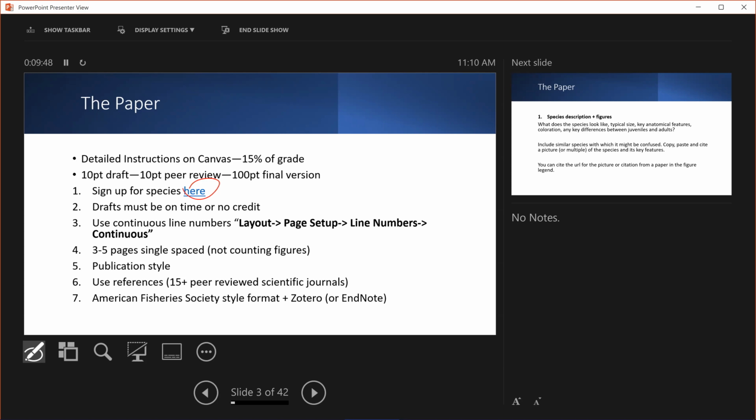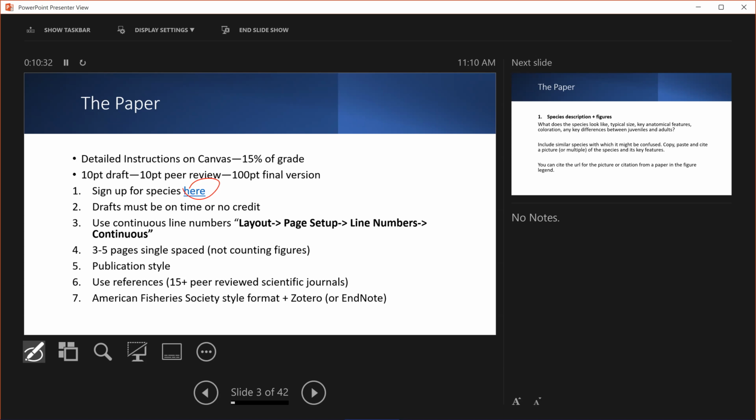The instructions are right here. The reason for line numbers, and you want them to be continuous, is that your peer reviewers are going to need to reference parts. They're going to write a document in response to your paper, and they need to reference parts of it. If they have to say, oh, page 3, 3rd paragraph down, halfway in, it doesn't work very well. So use continuous line numbers so that we can reference it. Your paper should be single spaced, about 3 to 5 pages, not counting figures. We want it to be publication style, so include some nice figures, maps, pictures of the fish, the habitat, the morphology of the fish, any kind of graphs or plots you want to include. Use at least 15 references.